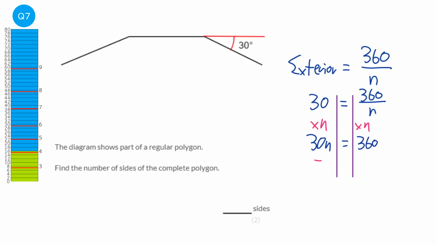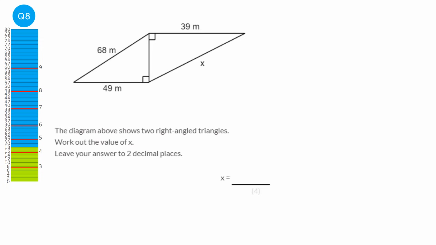And then divide both sides by 30. And so we've got n equals 360 divided by 30. And when you do 360 divided by 30, we get the answer of 12. So it's a 12-sided shape. We can't work out what x is straight away, but we can find this value here.